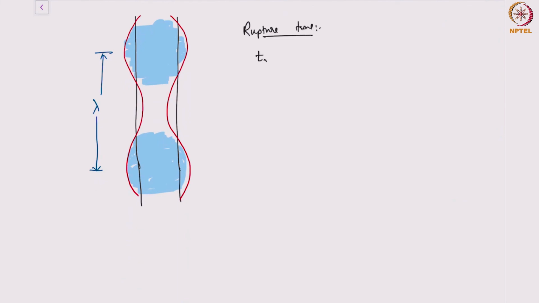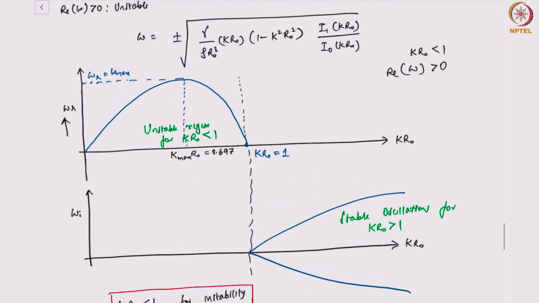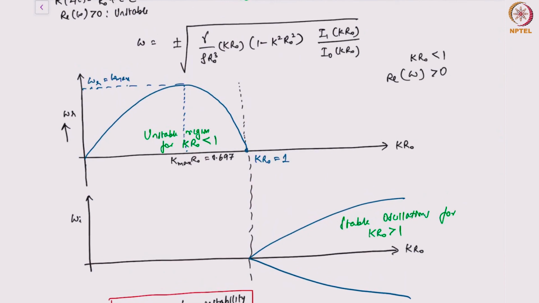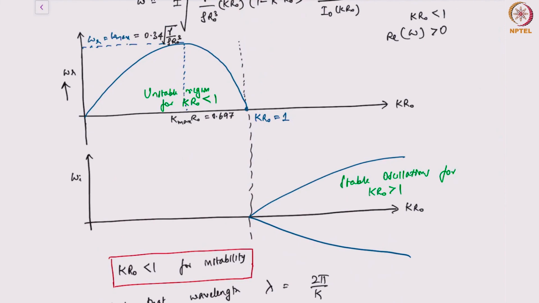Rupture time would be something like the inverse of the growth rate. If I told you the value of where the maximum occurs, once you substitute the value of kr naught equal to 0.697, you can also get the value of the growth rate. And the value of the growth rate, if I remember correctly, is something like 0.34 times gamma by rho r naught cube. All I'm doing is substituting that most dangerous mode value.